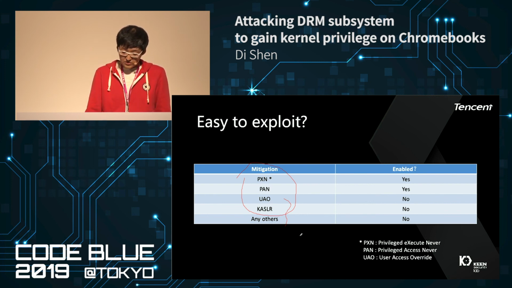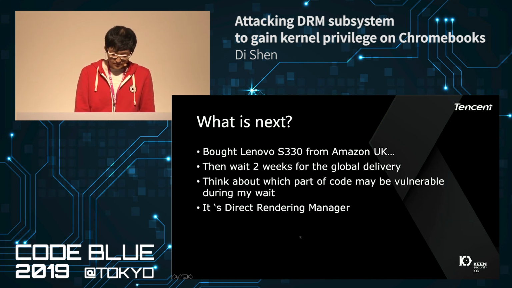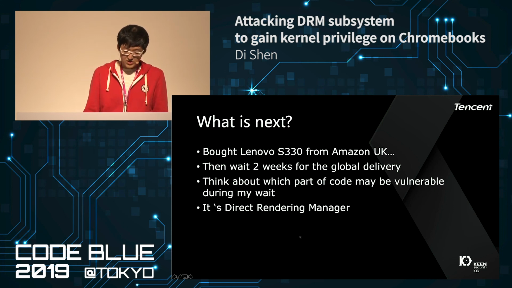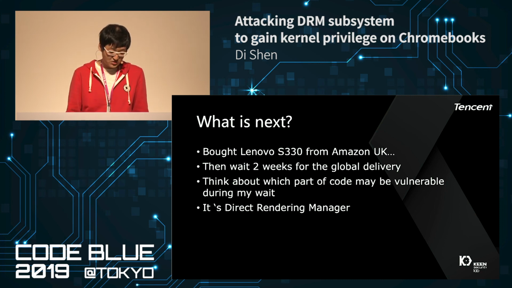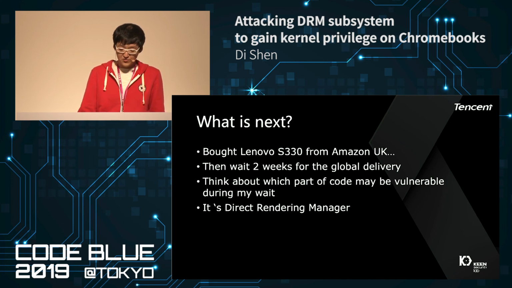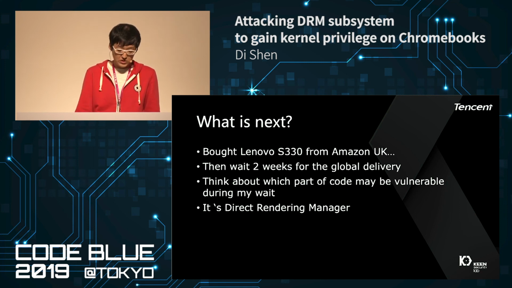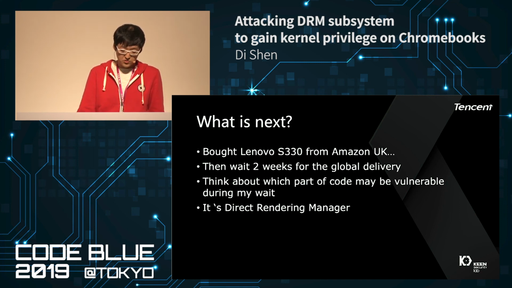So in summary, it's very easy to exploit. So what's next? We have done some analysis, and we know it's easy to make it. I just bought a Lenovo S330 from Amazon UK, and I needed to wait 2 weeks for the global delivery, because the delivery from UK to China takes some time. So I just waited. But during the wait, I could think about which part of the code may be vulnerable. Finally, I found a good one.